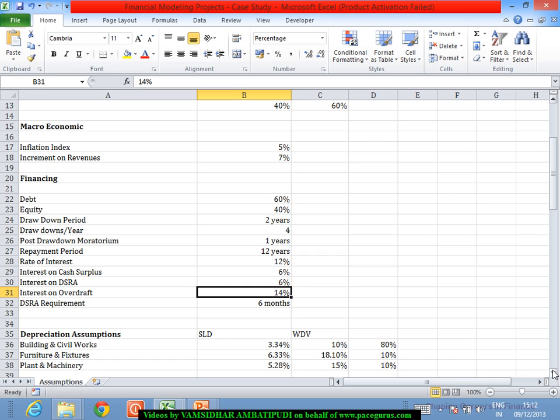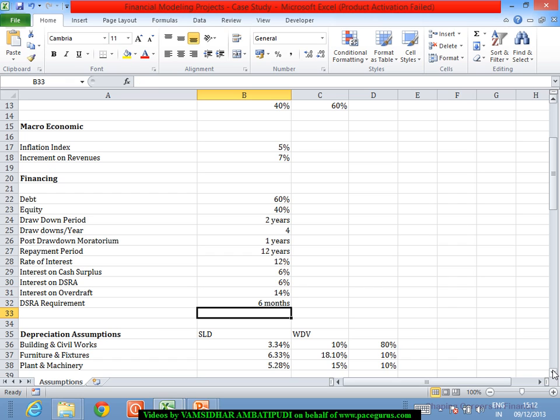And in case in any of the operating years there is a negative cash flow, meaning we are falling short of cash in any of the years, we can very well take an overdraft for that shorter period, and that overdraft can be taken at the rate of 14%.